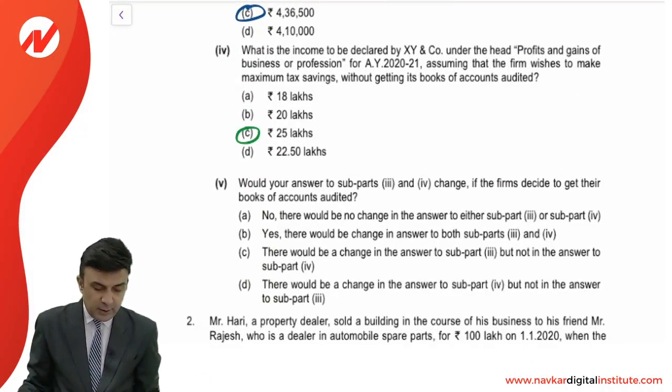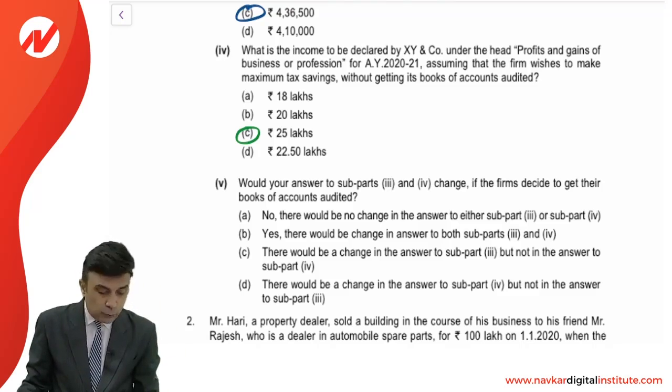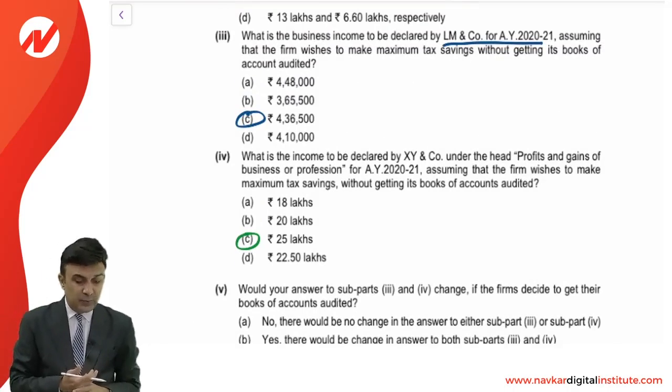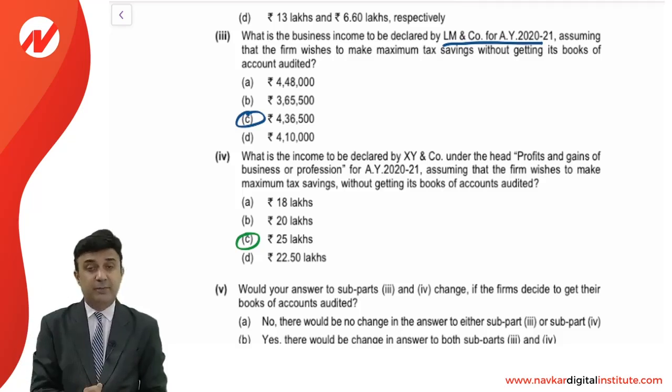That's pretty simple. And now, important: what would your answer to subpart 3 and 4 change if the firm decides to get their books of accounts audited? Now part 3 is for LMN company and part 4 is for XYN company.